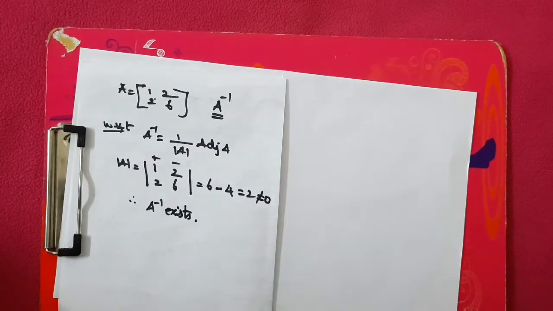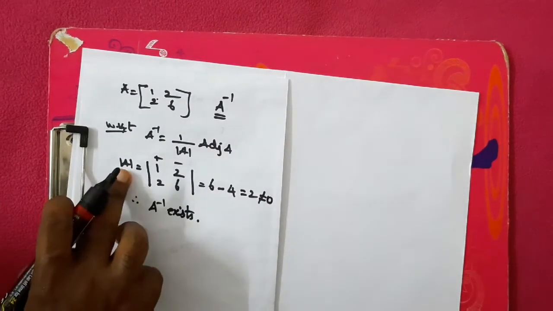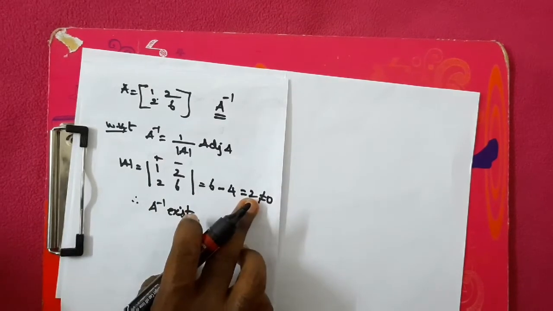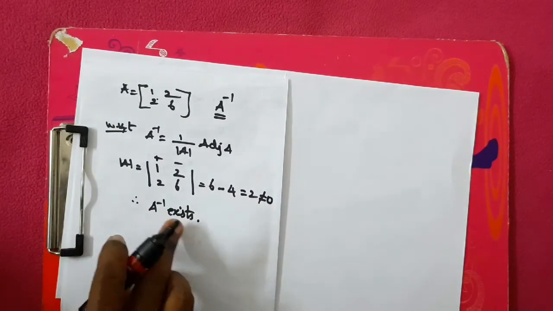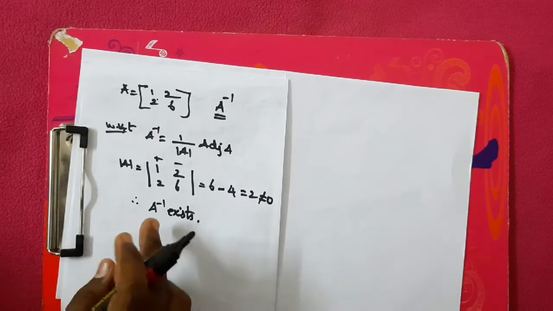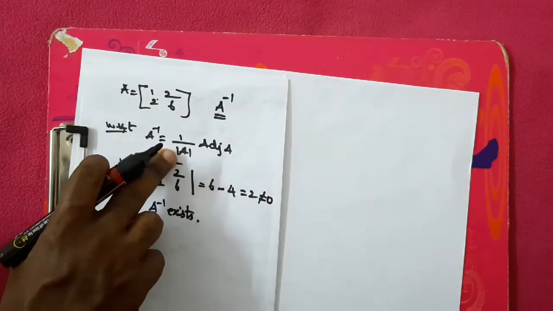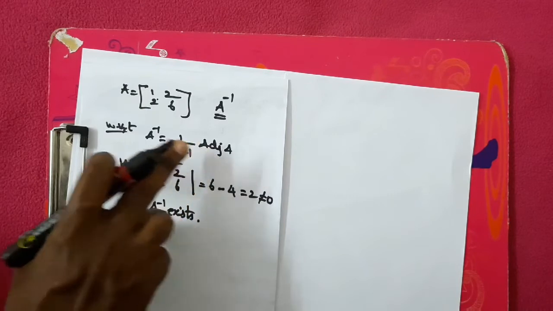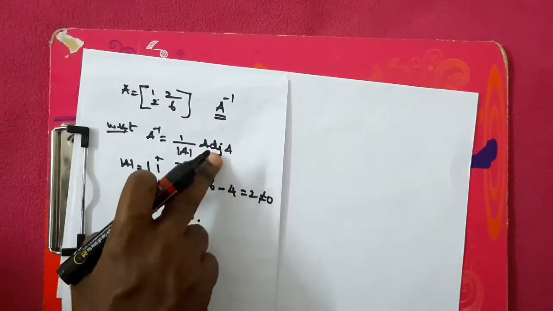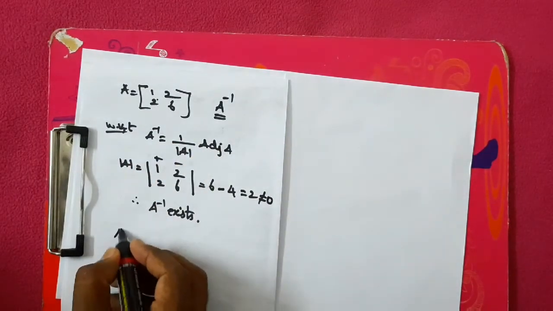So what are you going to say? A inverse exists. When the determinant of A is not equal to 0, then you can say A inverse will exist. Okay. So what is the A inverse formula? 1 by determinant of A into adjoint of A. We got this value. So we need this value. So it's a very easy process.